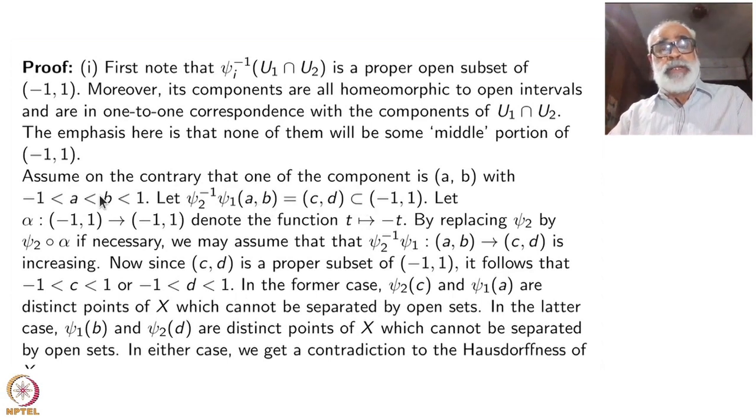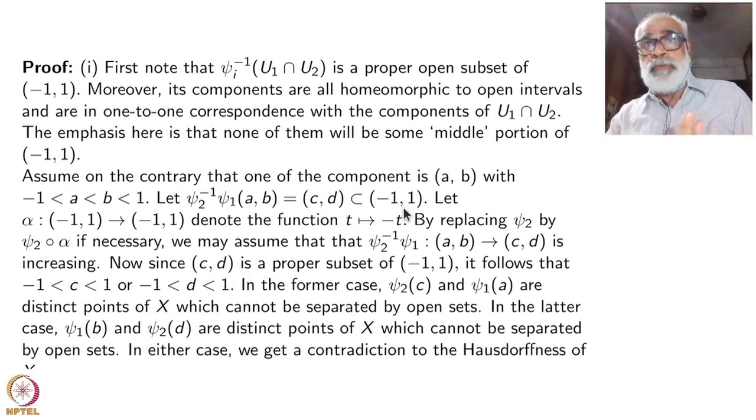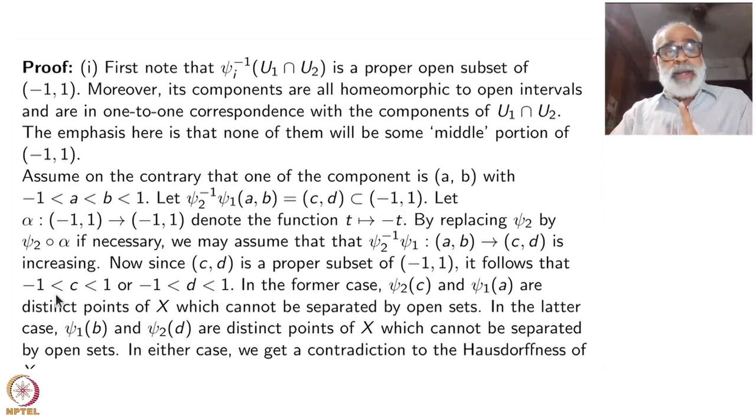I am not assuming anything on (a, b); it is assumed to be bad here. What can (c, d) be? There are only two possibilities. I am using the fact that (c, d) is not the whole of (-1, 1). So at least one of c or d must be strictly inside the interval, and that is going to cause us a problem. Namely, in the former case, suppose c is in the middle of the interval. What happens? Psi 2 of c and psi 1 of a are coming very near, but they are not identified. They are in the open part, right?